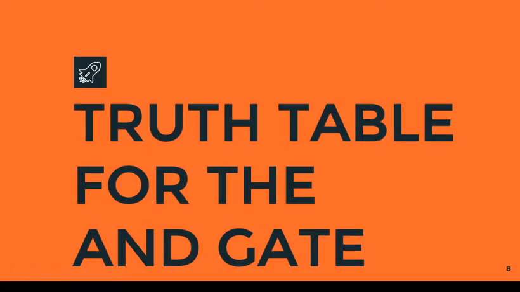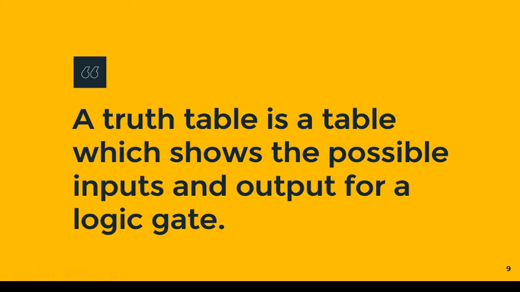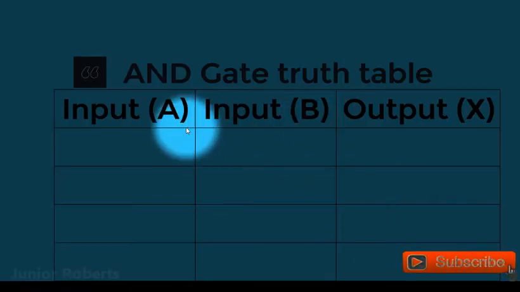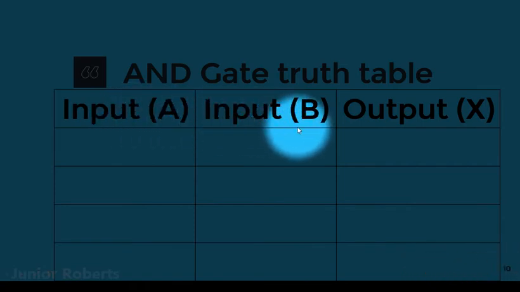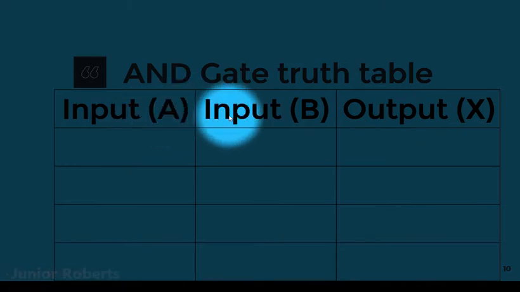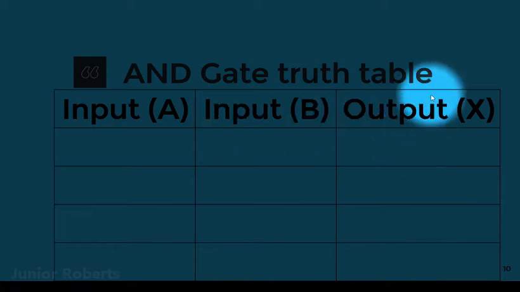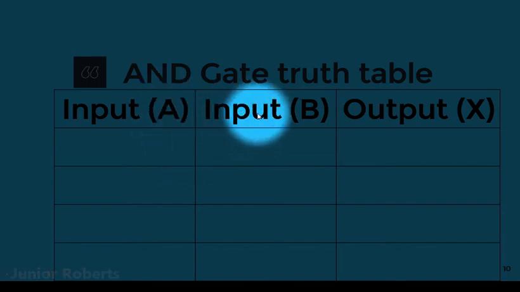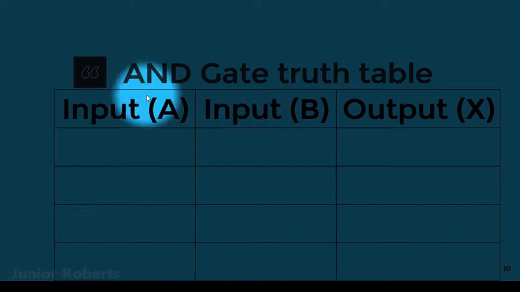So a truth table is a table which shows the possible inputs and output for a logic gate. Here we have the truth table for the AND gate. We have our input column A and our input column B, and our output X. The reason why we have two columns for our input is because the AND gate takes in two inputs and produces a single output. Input B is what we can consider to be our least significant bit, and input A our most significant bit.